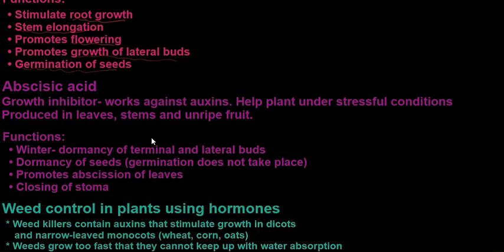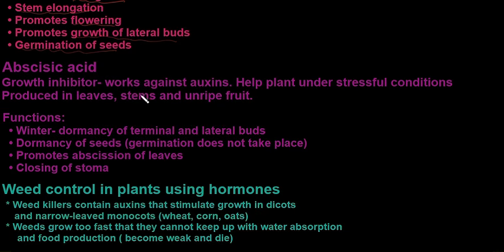Then abscisic acid. Abscisic acid is a growth inhibitor, so it works against the auxins. It helps plants under stressful conditions, and it is produced in the leaves, stems, and unripe fruit. The function here is in winter for dormancy of terminal and lateral buds. Plants can't keep themselves warm, so they need hormones to control when they are going to grow and when it's going to be best for them. It also causes dormancy of seeds, so germination does not take place when abscisic acid is present. It promotes the abscission of leaves, and it also promotes the closing of the stoma.